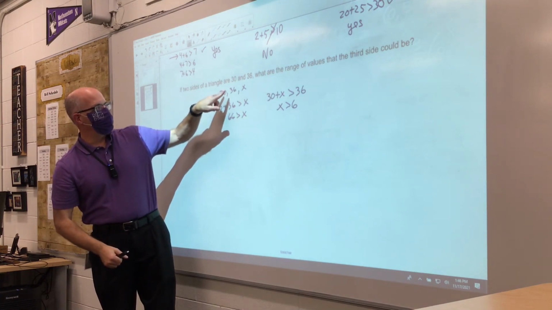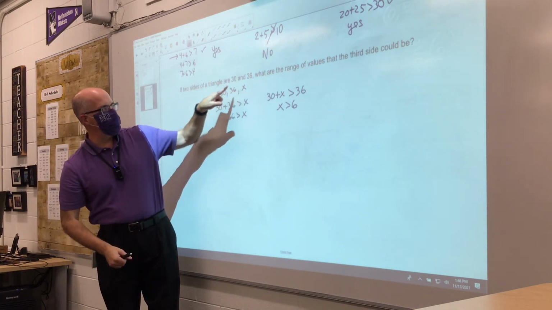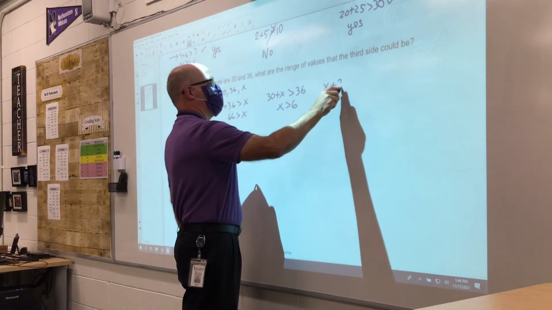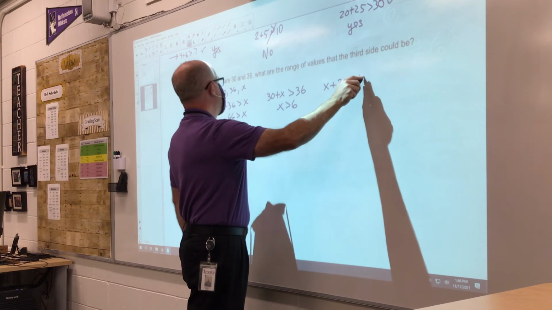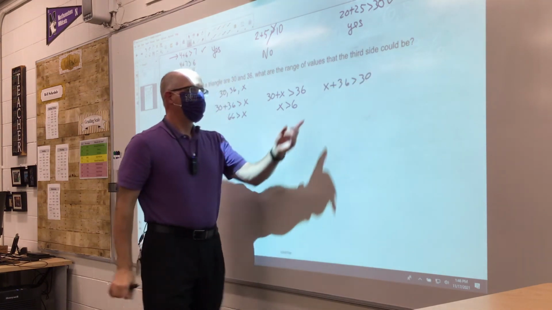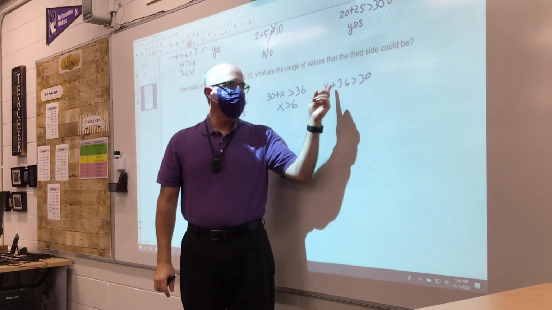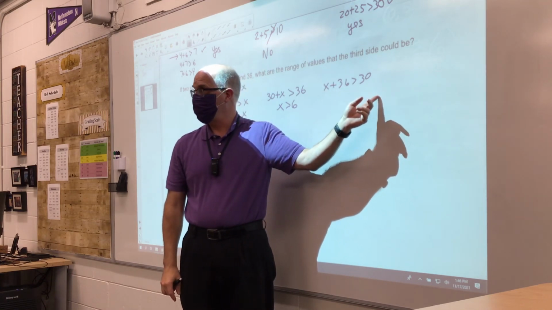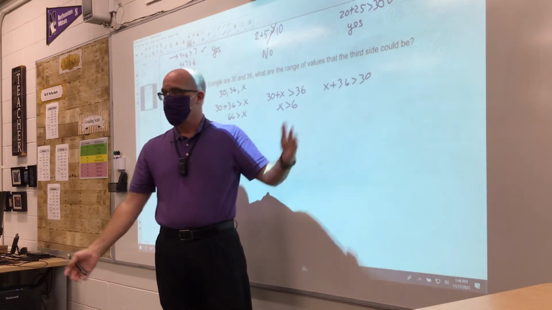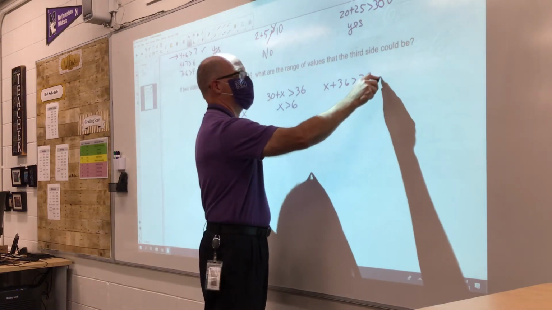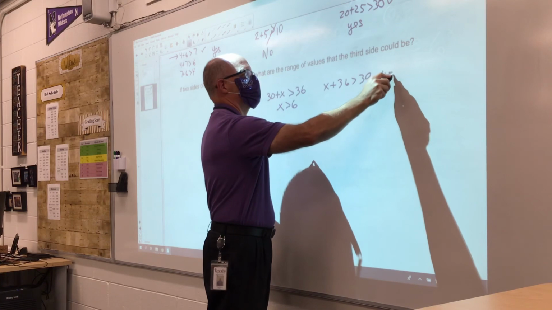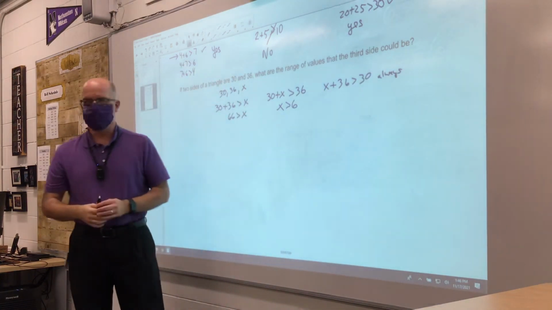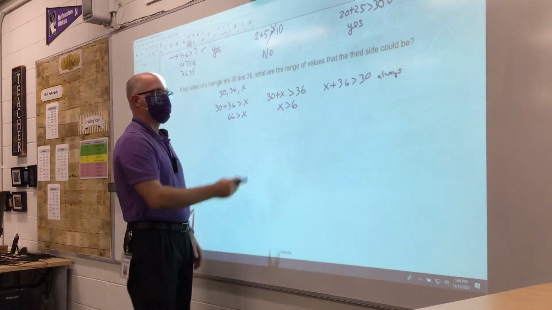We did these two added, the first and the last. Now let's do these two. Just look at this one for a moment. x plus 36 greater than 30. Is there any number possible to add 36 to it and not have it be greater than 30? It's not possible, right? So this one is always true, because sides of a triangle are always positive, you can't make it negative. And so this is always true.